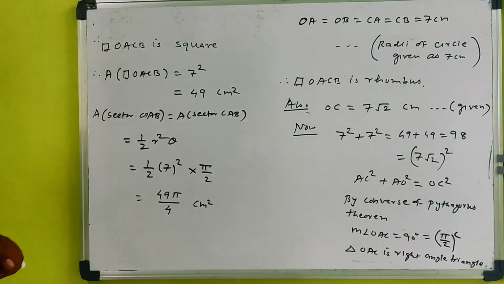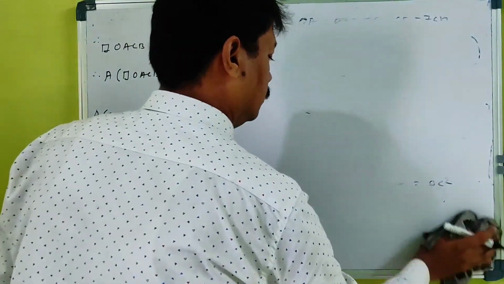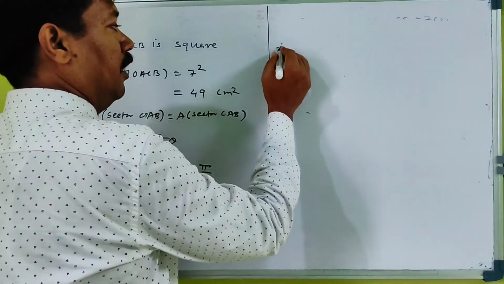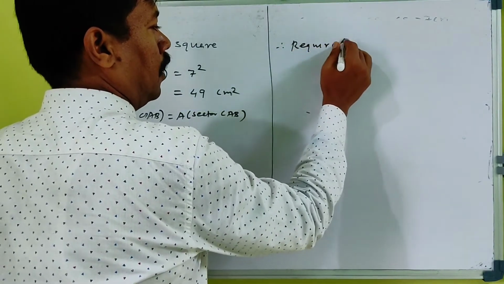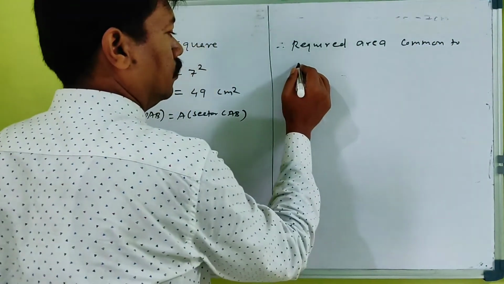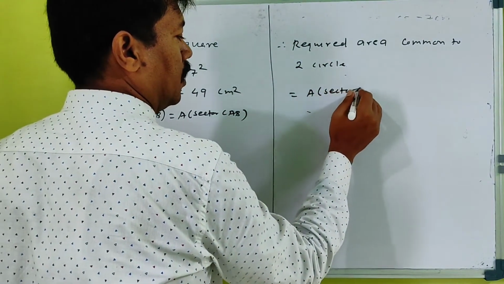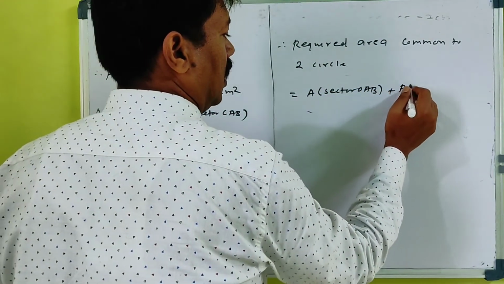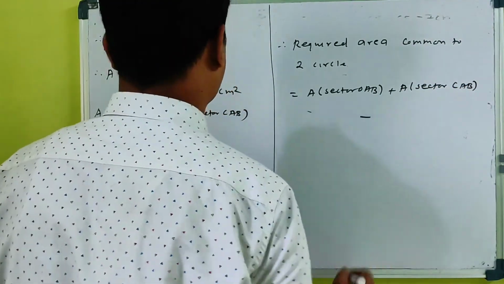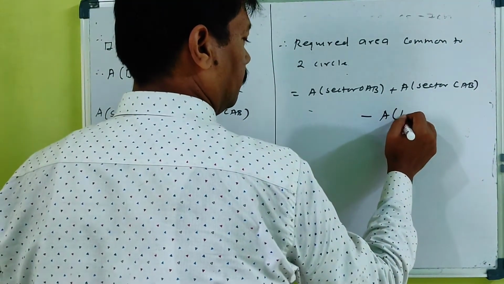So required area क्या है? What is the required area? Required area common between the two circles. So therefore, required area common to two circles is nothing but area of sector OAB plus area of sector CAB minus what? Area of square.